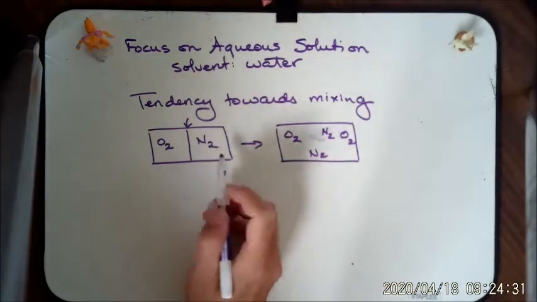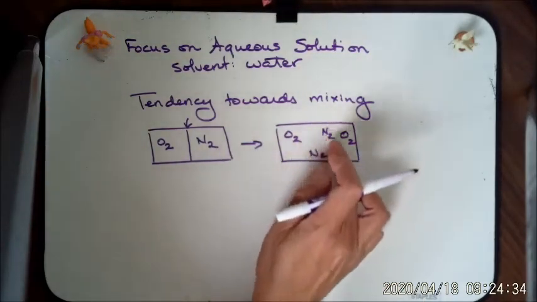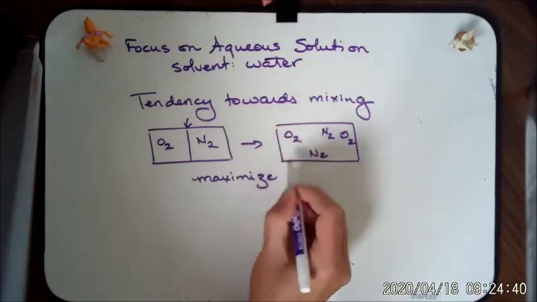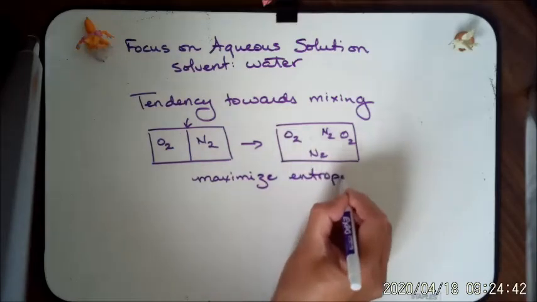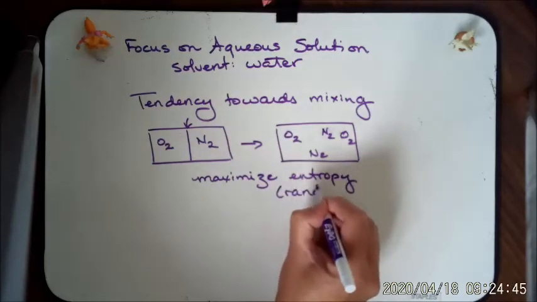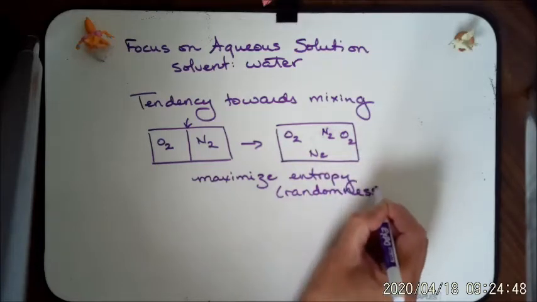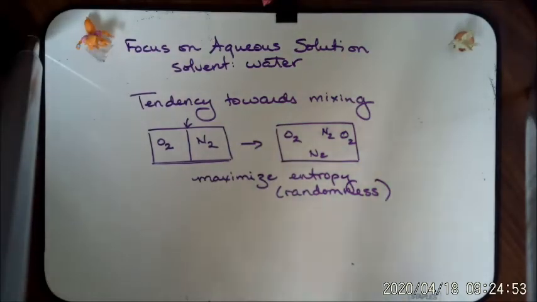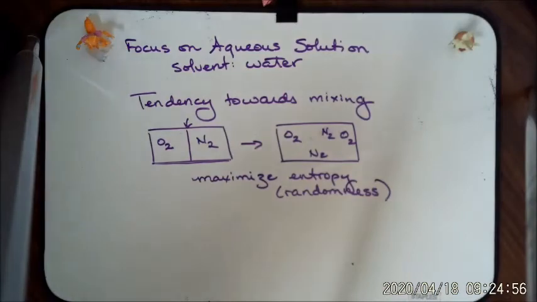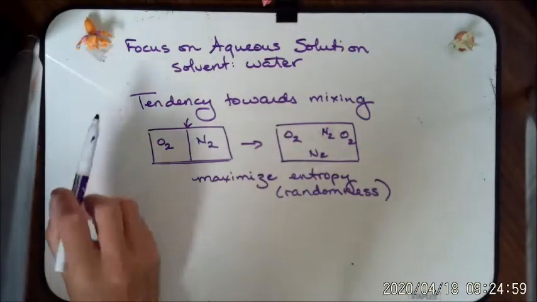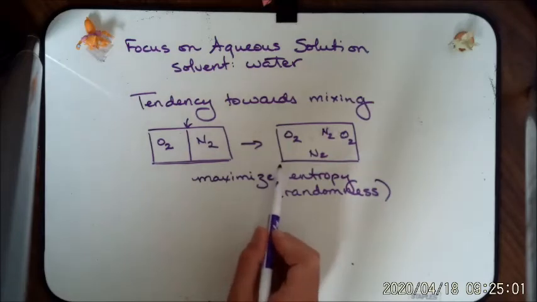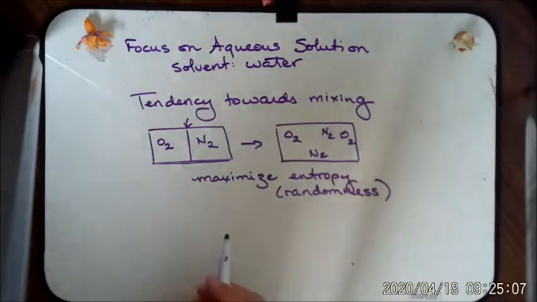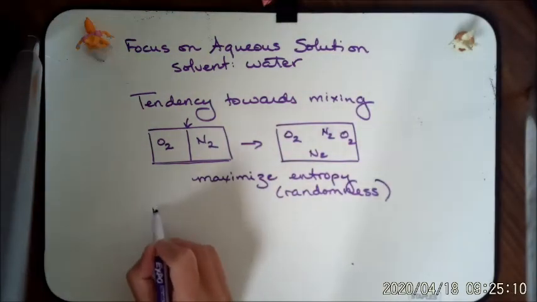And why is this? When you do that, you want to maximize your entropy, the randomness. Okay, so this is nice and orderly. I have oxygen on one side and nitrogen on the other, whereas here it's all mixed up. So when we say we have a tendency towards mixing, we have a tendency towards maximizing the distribution of everything throughout my container.